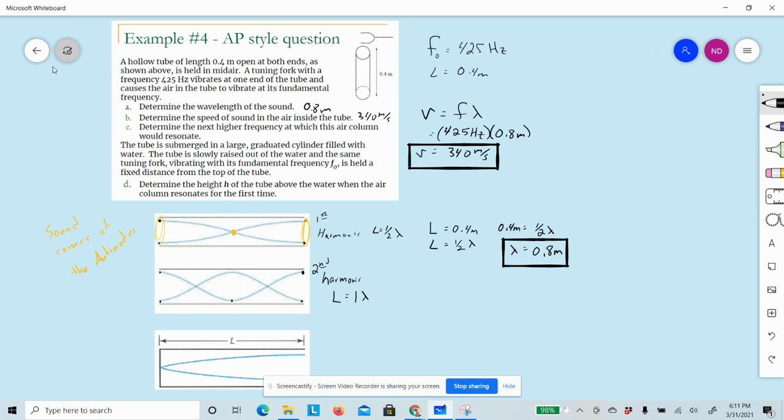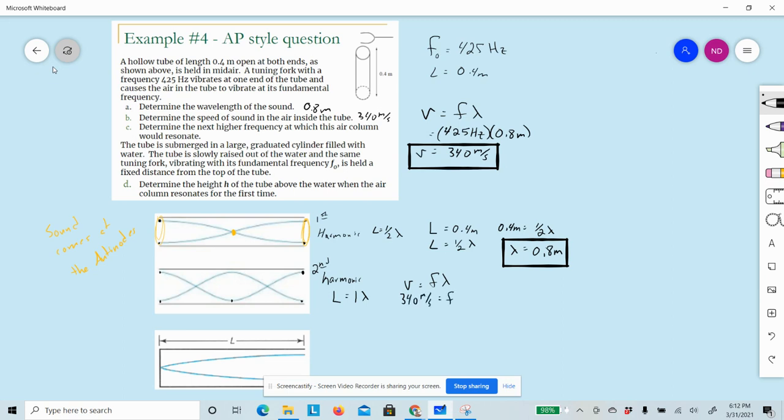All right, we're to C. Determine the next higher frequency. So here, the second harmonic, now all of a sudden, well, velocity equals frequency times wavelength. But it's still traveling through the same air. The speed of a wave is determined upon what it travels through, right? The speed of the wave is controlled by what it's traveling through. So the speed of the sound is still going to be 340 meters per second.